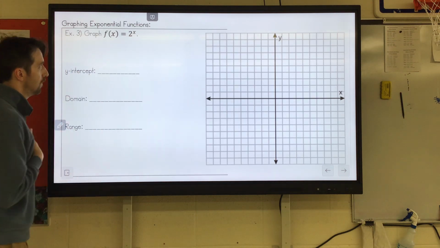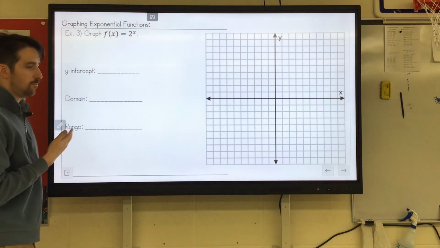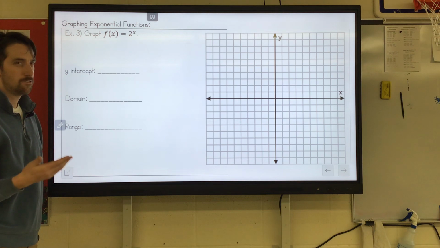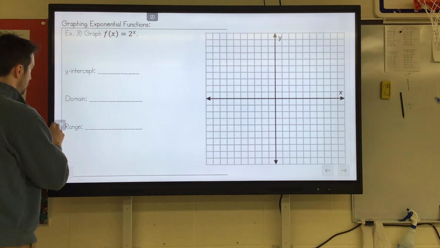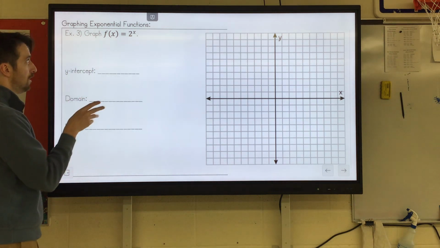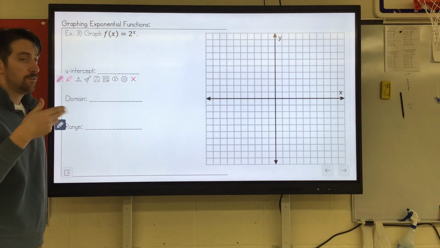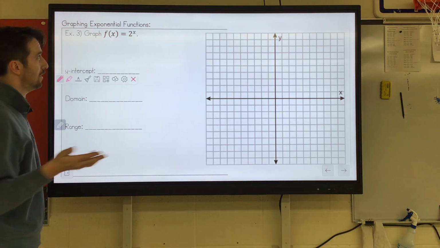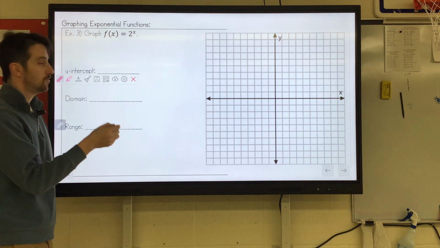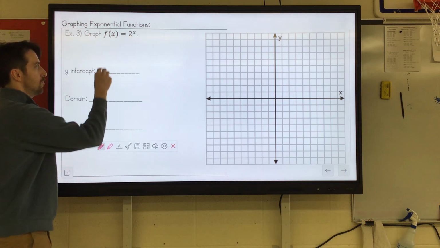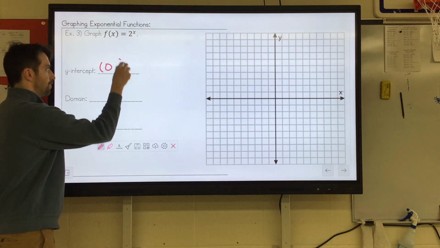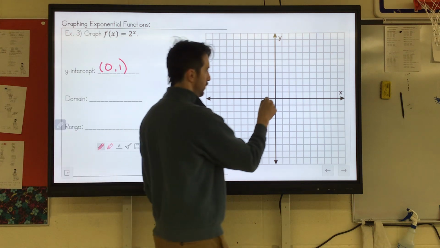So look here. F of x equals 2 to the x. Remember, f of x is the same as y. So it's like y equals 2 to the x power. So our y-intercept would be, well, if we put in 0 for x, what would we get? 2 to the 0 is 1. So our y-intercept is 0, 1 on this one. You can go ahead and plot that, 0, 1.